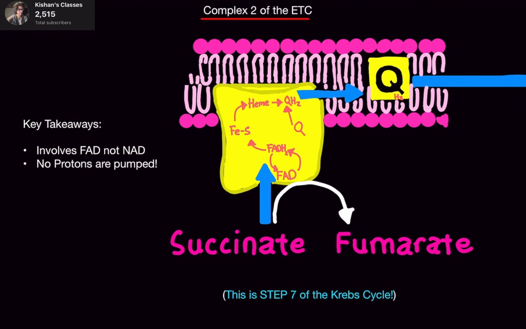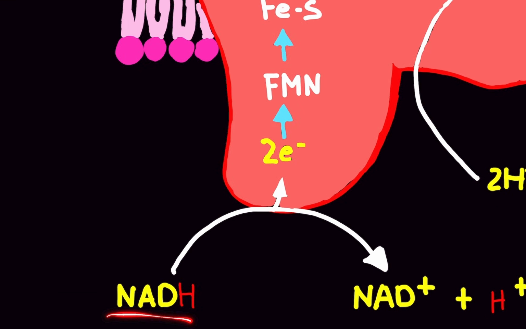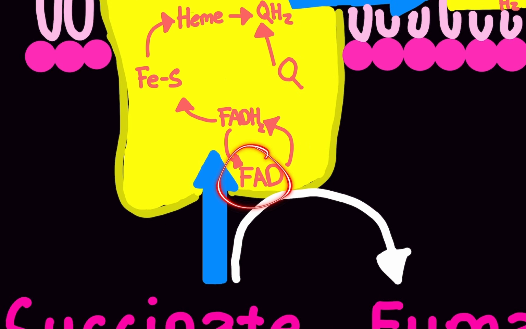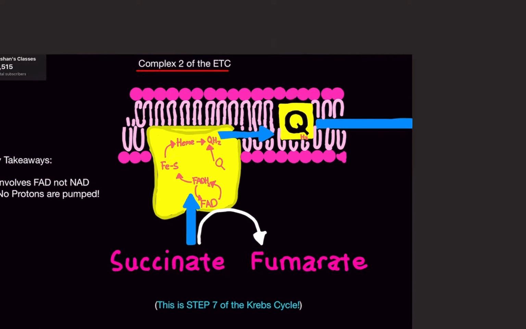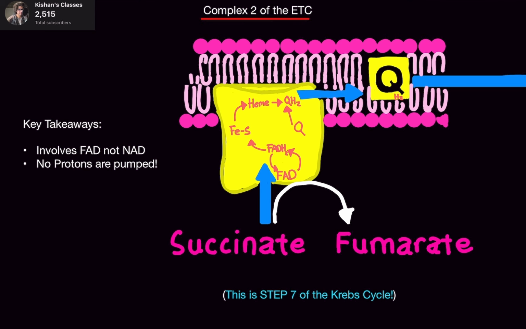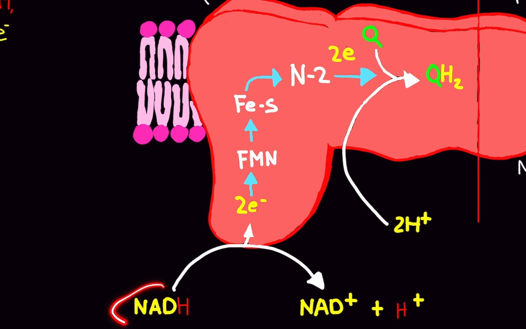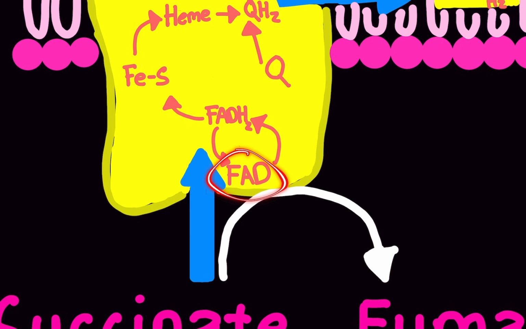Now, here is what you really need to understand. If you are ever asked an exam question on complex 2, this is what you really need to know. What is the difference between complex 2 and complex 1? Complex 1 only deals with NADH, and it also pumps protons into the intermembrane space. Complex 2 only deals with FAD and does not pump any protons into the intermembrane space, which would be up here. No protons are being pumped. Now, about the NADH. Complex 1, the NADH is coming from glycolysis and the Krebs cycle. Complex 2, FAD is only coming from the Krebs cycle.